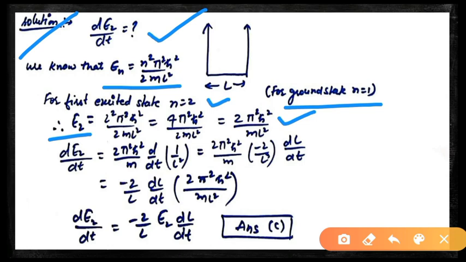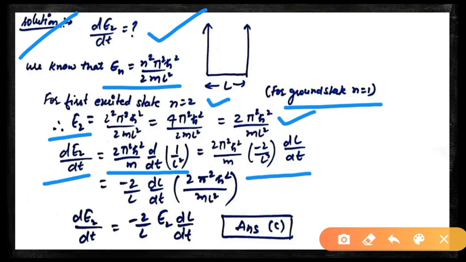Now here we have the value of E2 and we can easily find out the value of dE2 upon dt. So just take the derivative with respect to time of E2. And here L is also a variable of time and all the other terms are constants. So this will become 2 pi square h cut square upon m d upon dt of 1 upon L square. So the derivative of 1 upon L square is minus 2 upon L cube into dL upon dt.